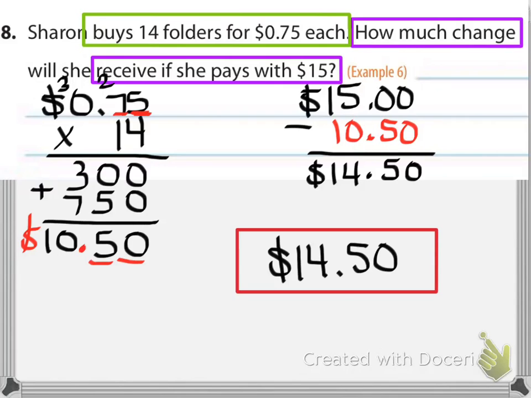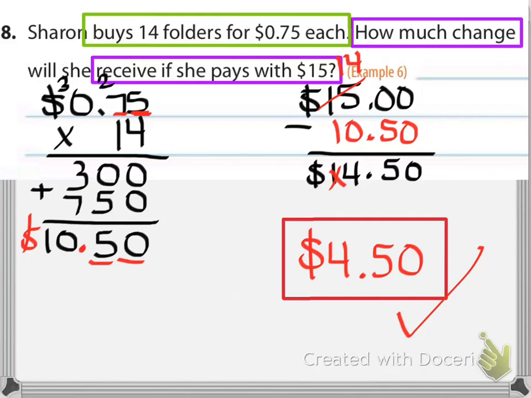Okay, so we multiplied in the first step to find out the cost of the folders. Then we had to subtract decimals in the second step to find out how much change would be provided. And oops, I see I made a mistake. I'm going to fix that now because we can't get $14.50 back. That should be $4.50 back.